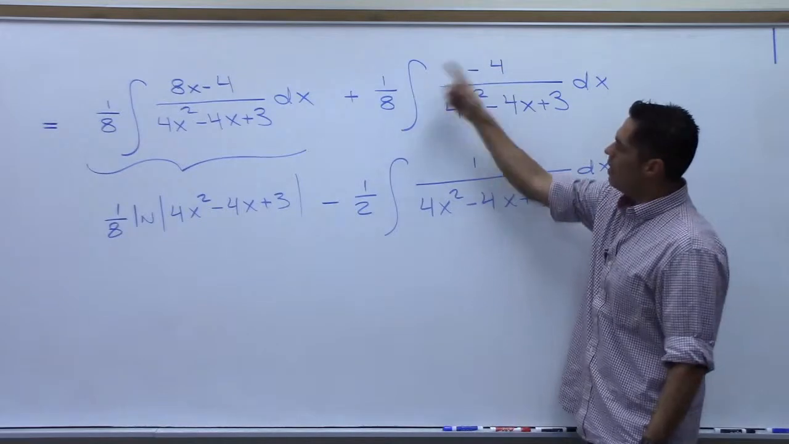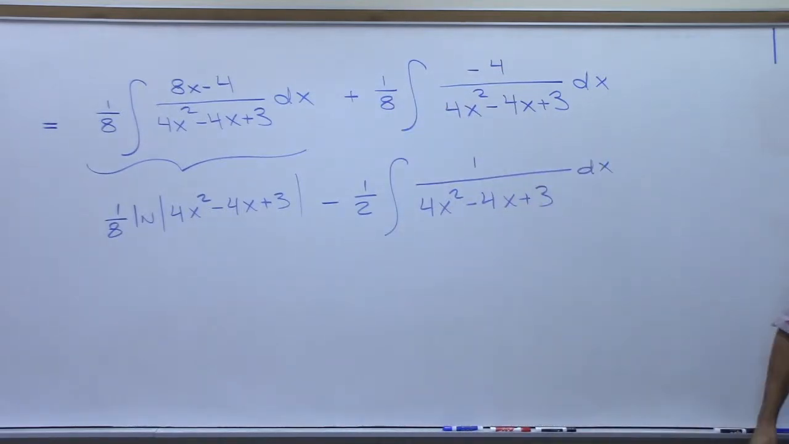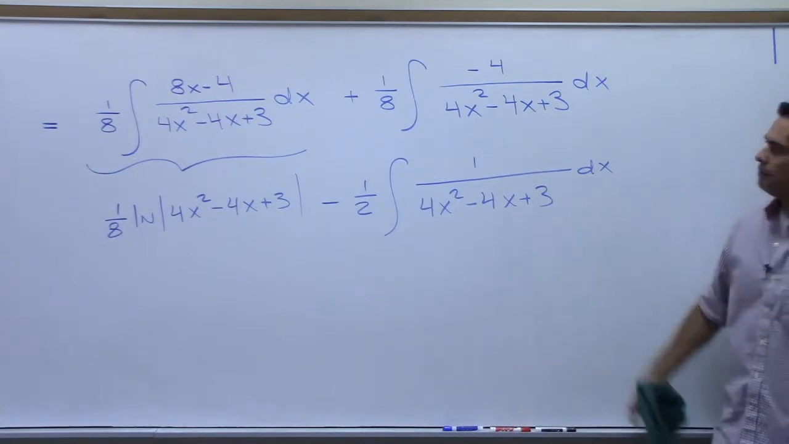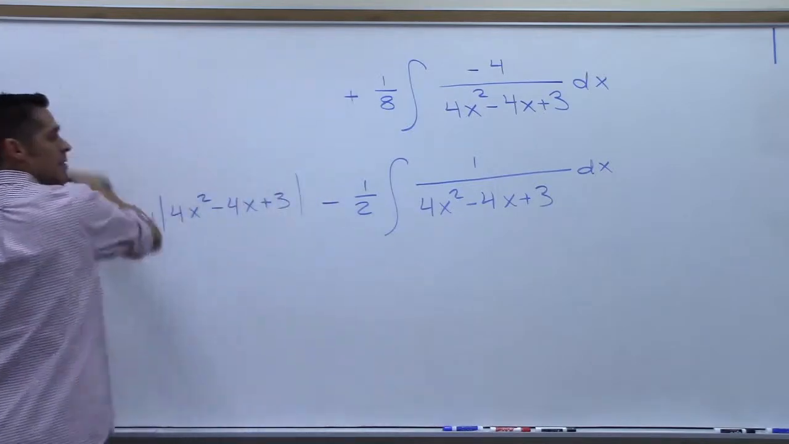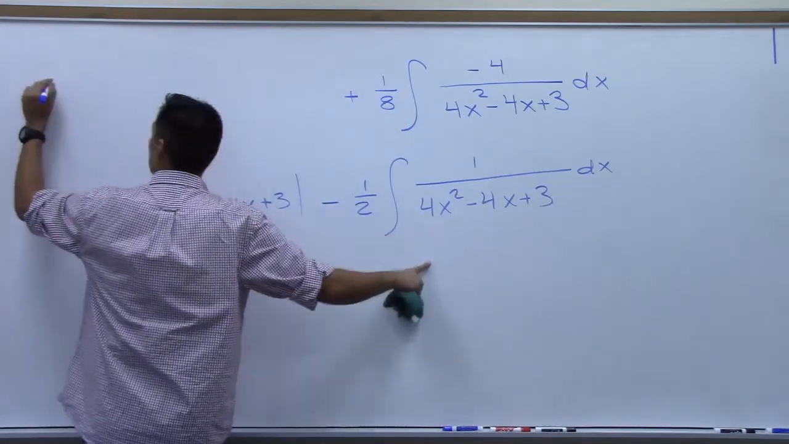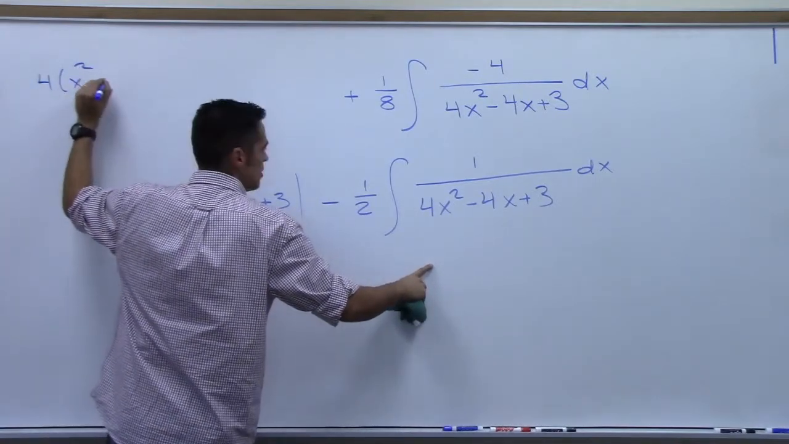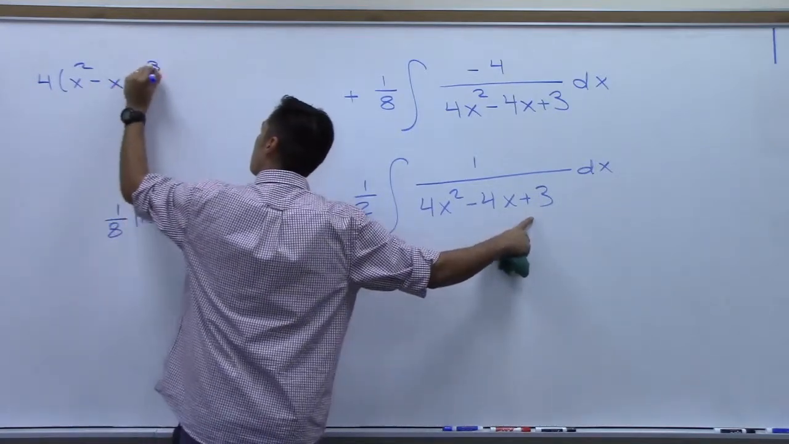On this one, I pulled the -4 out, made it a -1/2, and I'm looking at this constant over an irreducible quadratic. Complete the square. Here we go. So I'm going to have to complete the square on this right here. Ready? Take a 4 out first, right? So you have to take a 4 out here. I'm just going to do my scratch work over here on the side. Take a 4 out. I'm left with x squared minus x plus 3/4.